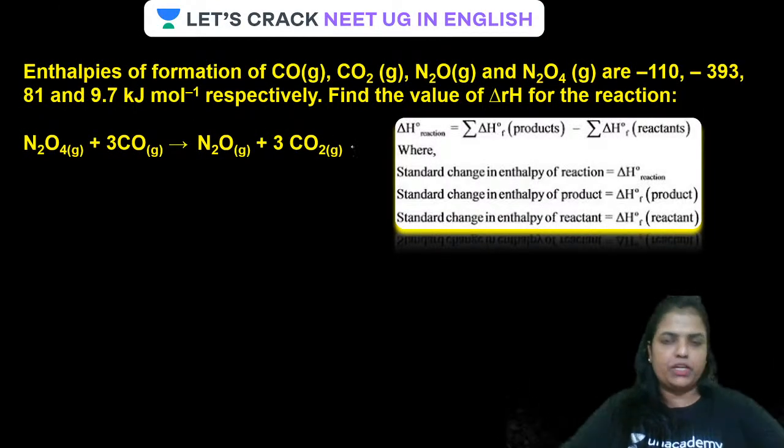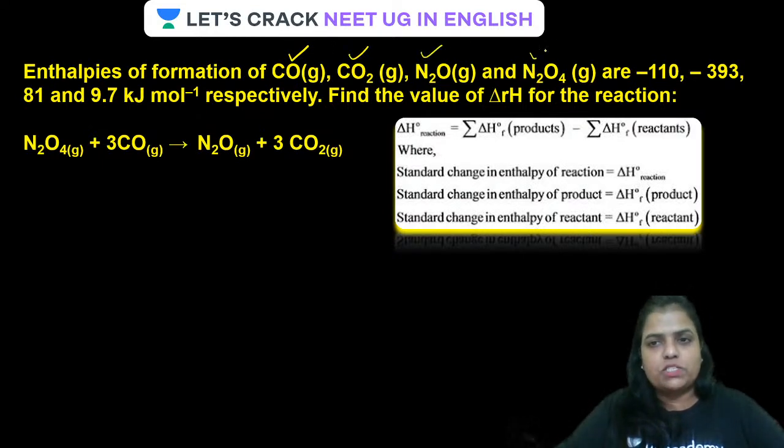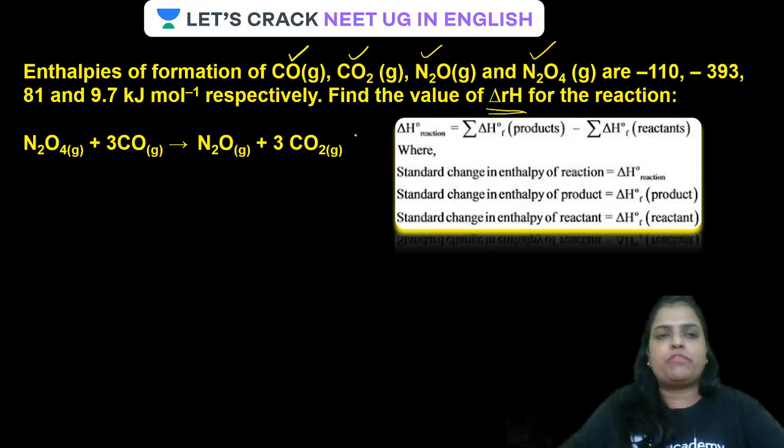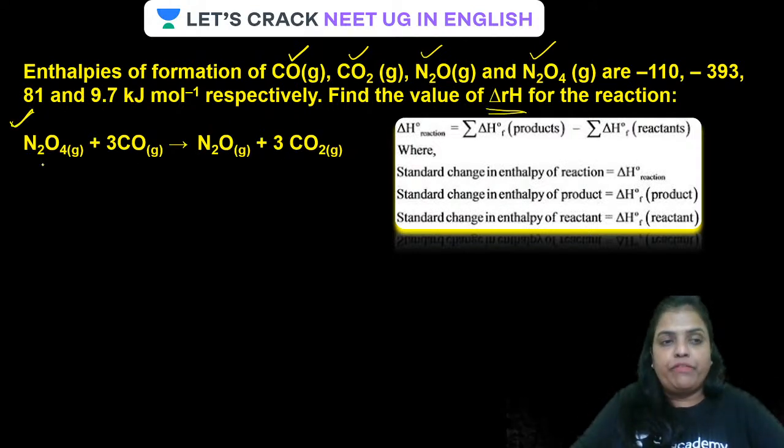Enthalpy of formation. Come on, guys. The enthalpies of formation of carbon monoxide, carbon dioxide, nitrous oxide, and nitrogen tetraoxide are given respectively. We have to find the enthalpy of the given reaction where nitrogen tetraoxide is reacting with 3 moles of carbon monoxide in order to form nitrous oxide and 3 moles of carbon dioxide. Guys, for this we have to calculate the enthalpy of reaction.